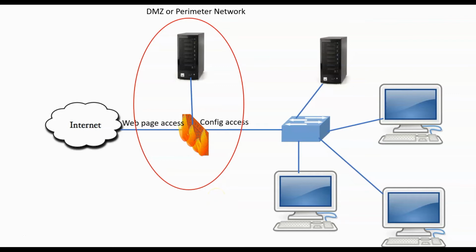Once we have an understanding of firewalls, that they permit and deny access and different kinds of access, we can talk about the DMZ, or perimeter network. Now, DMZ stands for Demilitarized Zone. Perimeter network is just another name. They're interchangeable names. The idea of this is to have another network that is on the edge of your network.